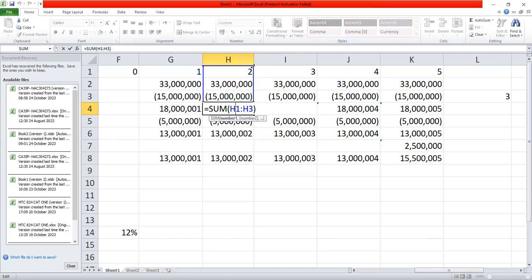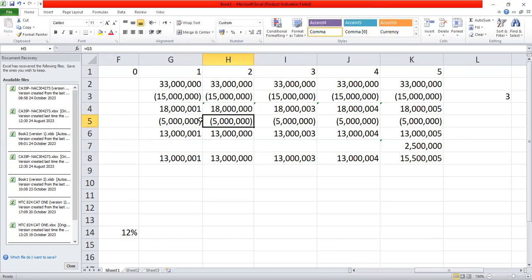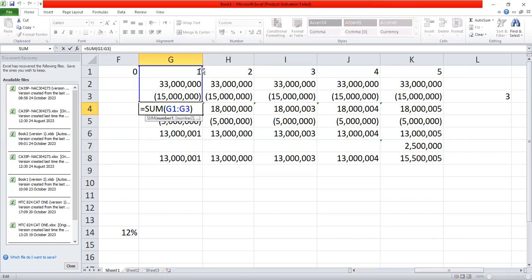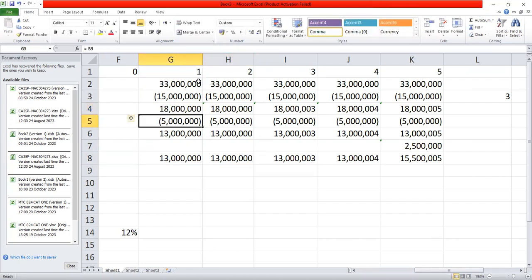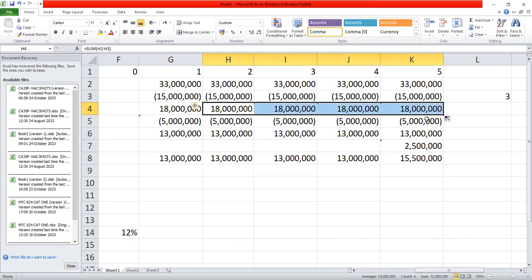Here is the mistake. I have taken 2. That's why for these figures I have taken the number of years to be the summation. So you can correct that so that we have the correct figures, 18 million throughout.